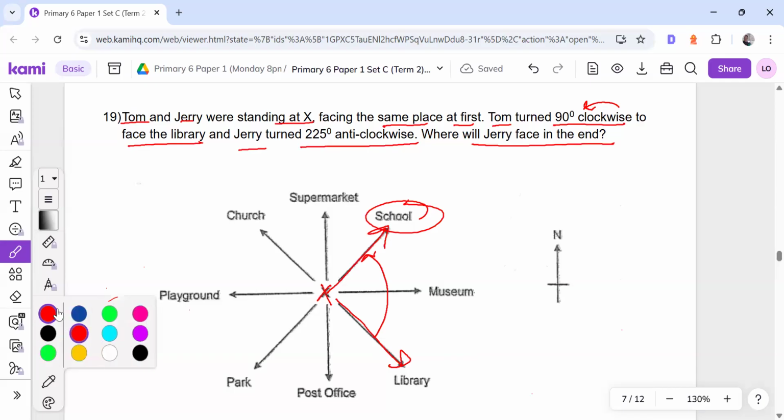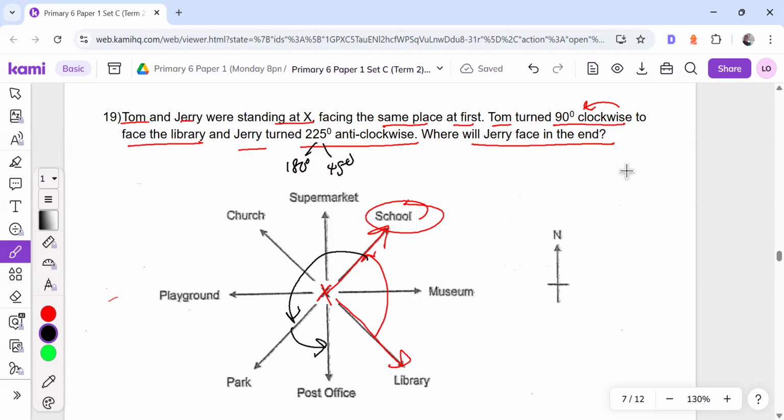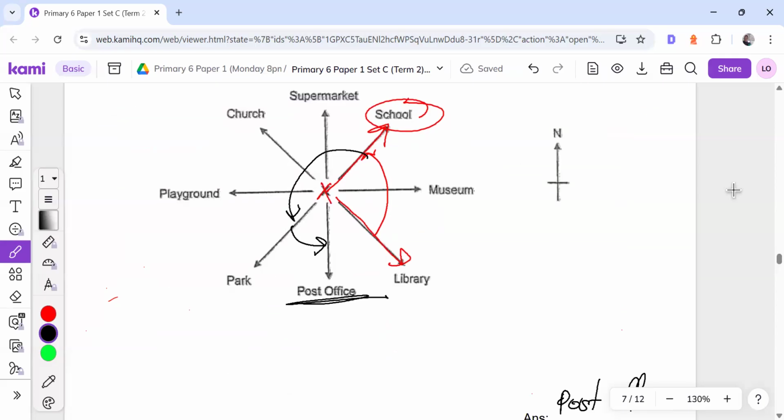So now what do you do? You break up the 225 into smaller numbers like this. So you turn 180 anti-clockwise, and then you turn 45 degrees anti-clockwise, and that's how you get to the post office now. Okay, got it? So Travis, do you understand? All right, so that's how you turn the angles.